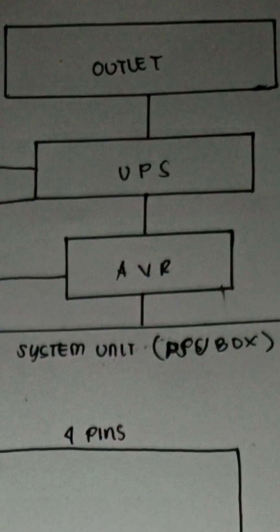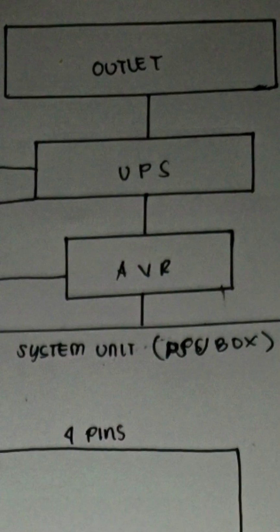At the very top of my diagram is the outlet, which is the main source of electricity. Instead of connecting the computer directly to the outlet, I added two important devices. First is the UPS, uninterruptible power supply. This device acts as a backup battery. If the power suddenly goes out, the UPS keeps the computer running for a short time so you can save your work and safely shut it down.